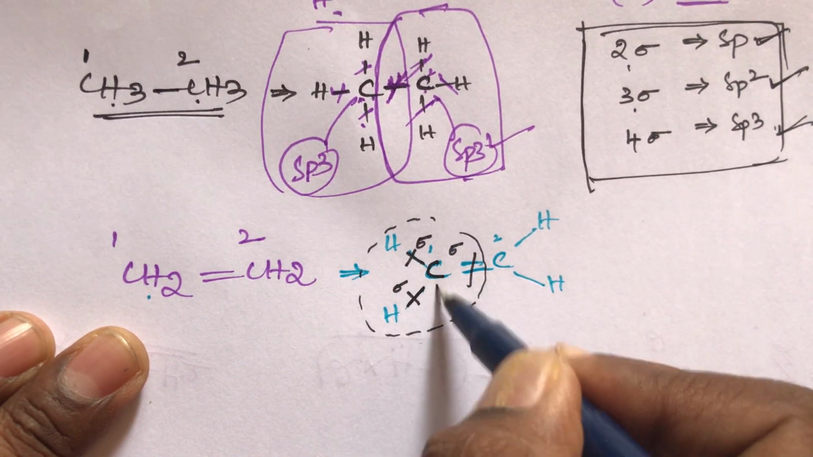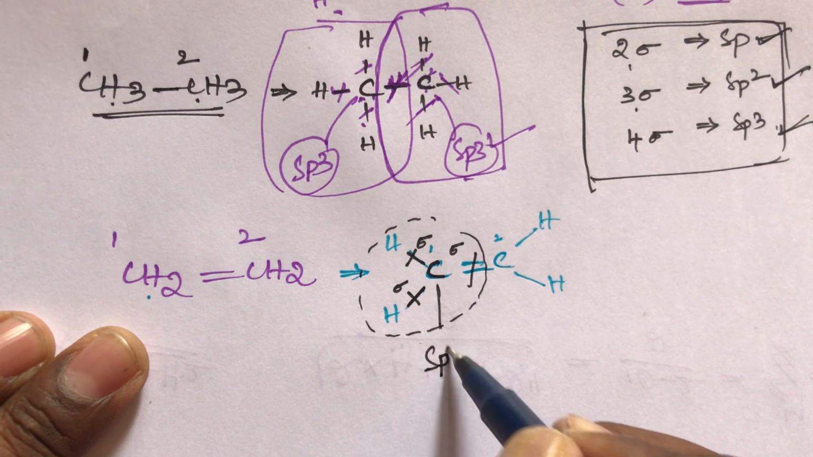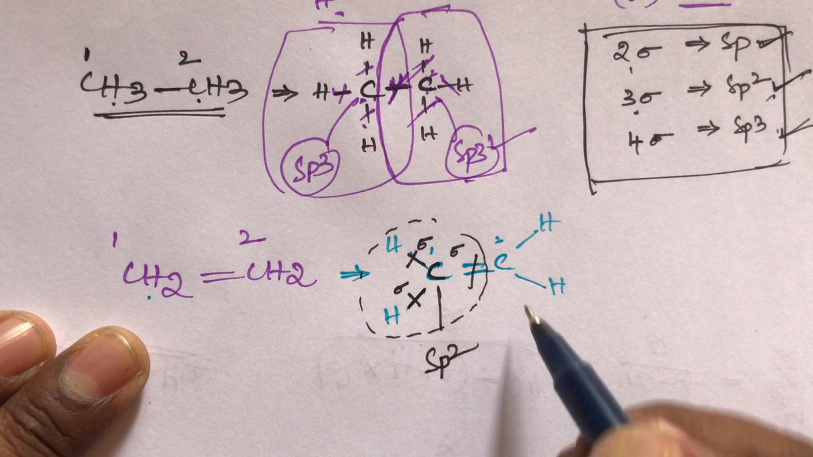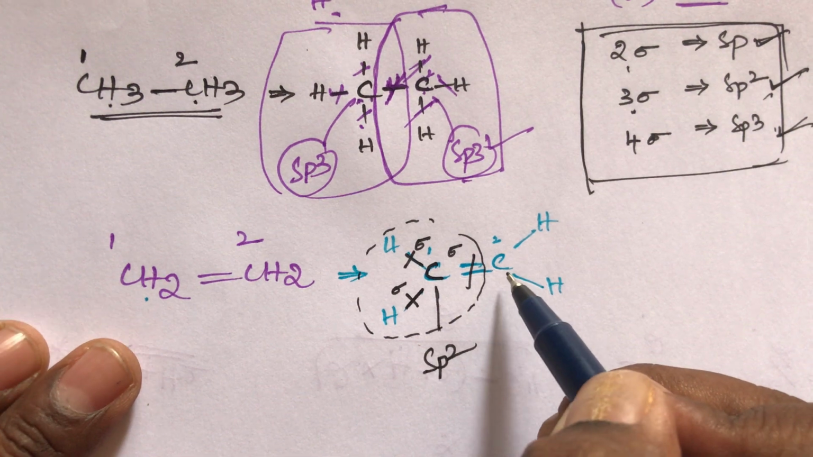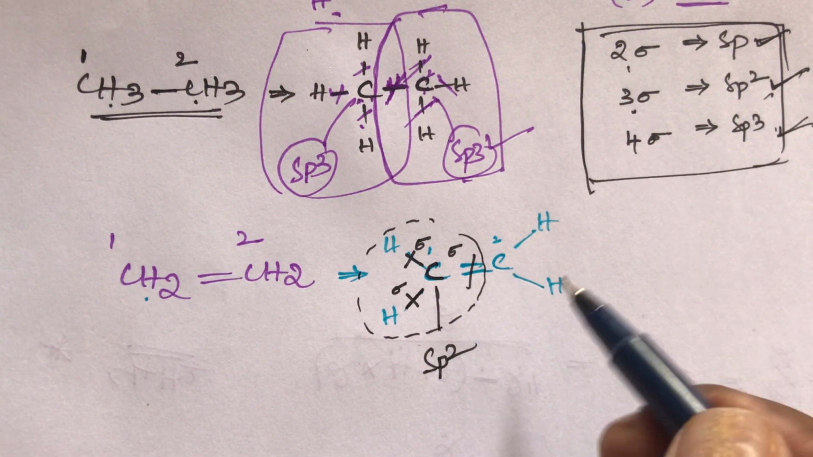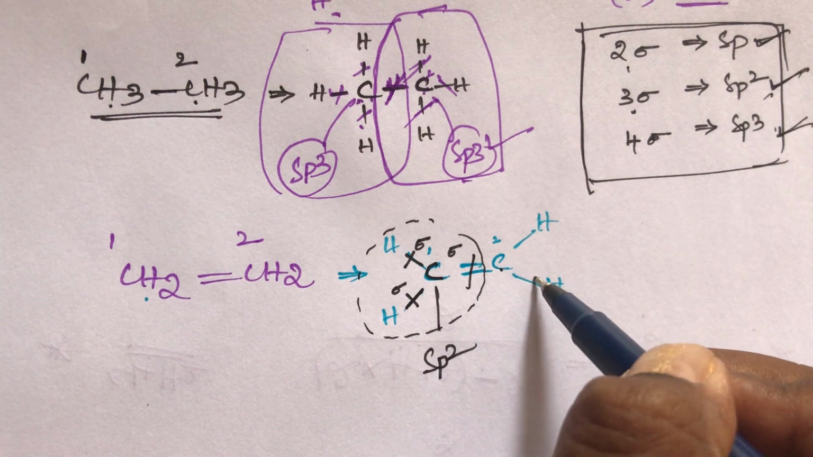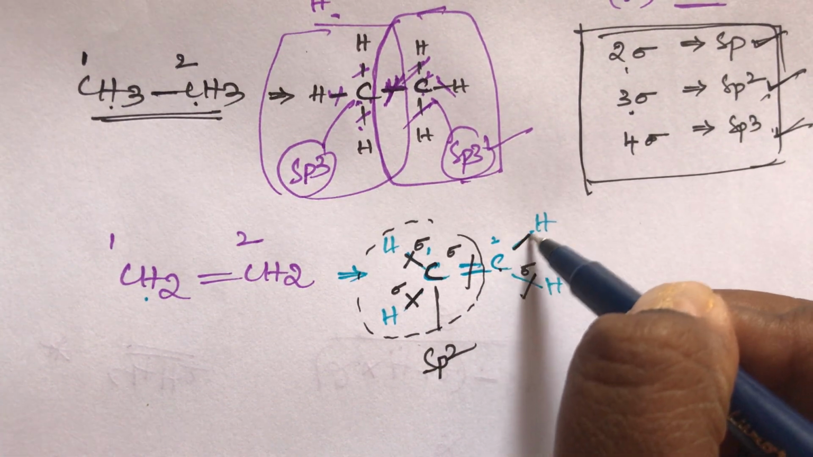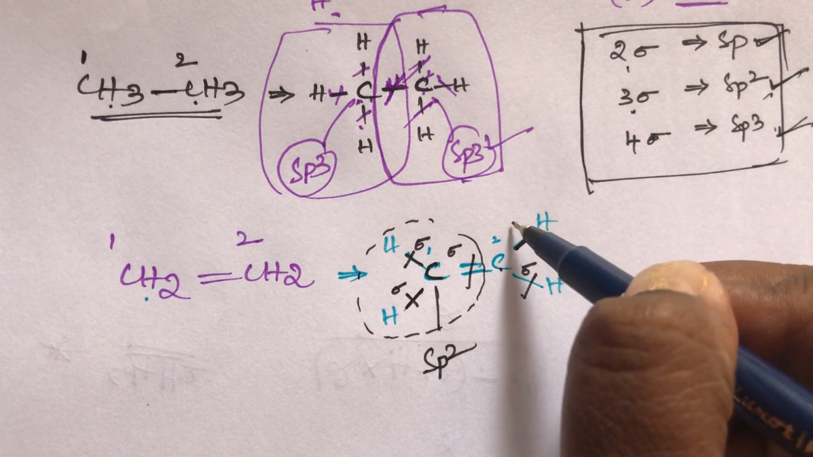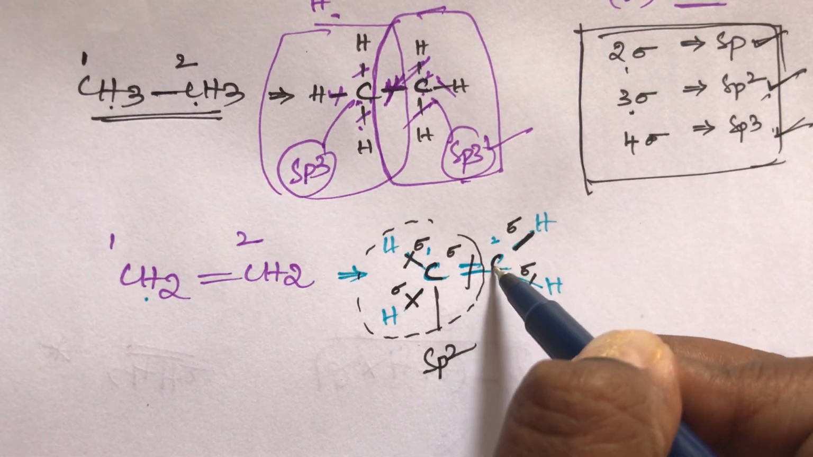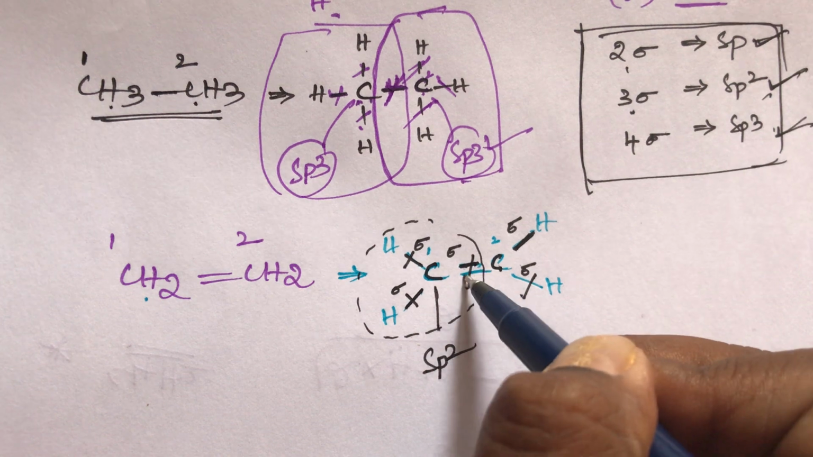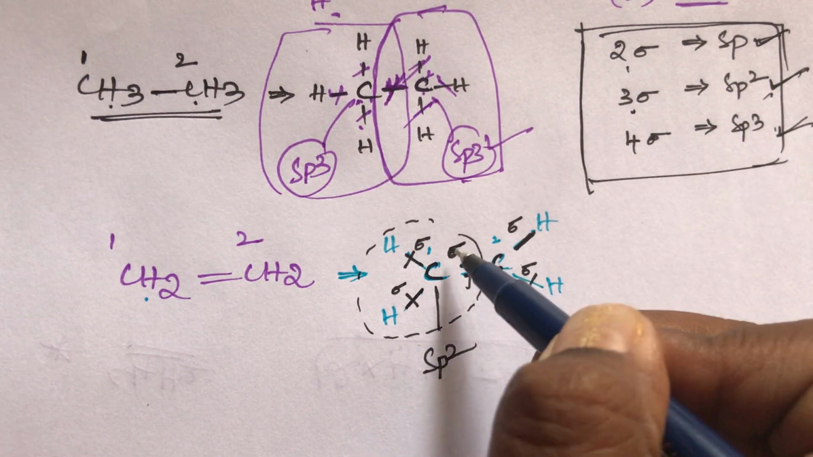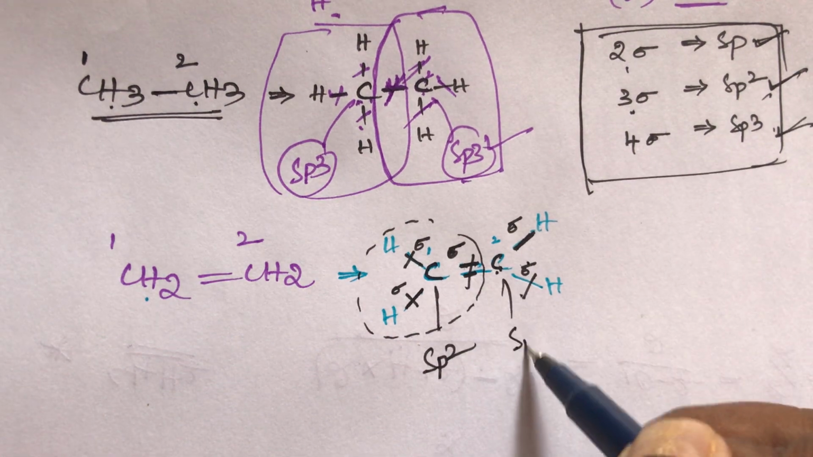So this carbon has 3 sigma bonds, so that's why with 3 sigma bonds the hybridization is sp2. And what about the second carbon, student? This second carbon also, how many sigma bonds are there? Here one hydrogen, one single bond, so one sigma bond; here also one single bond, one sigma bond. And on the back side, the double bond is there, and the double bond also has only one sigma bond.